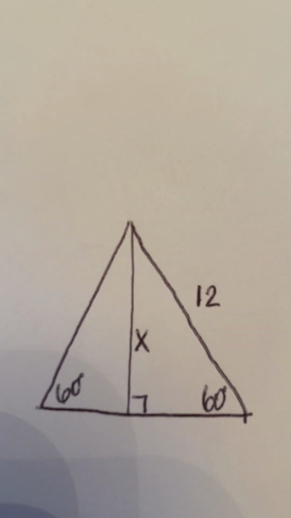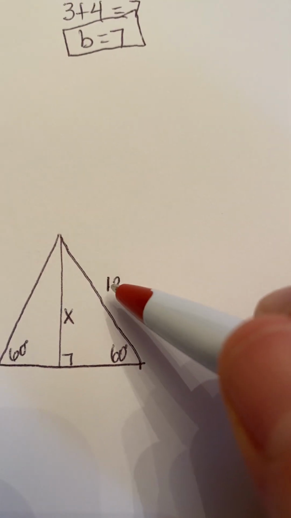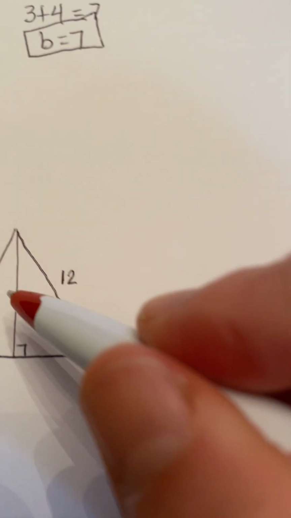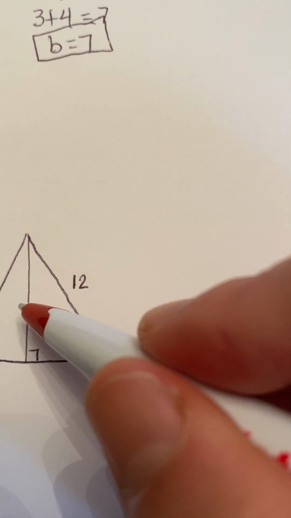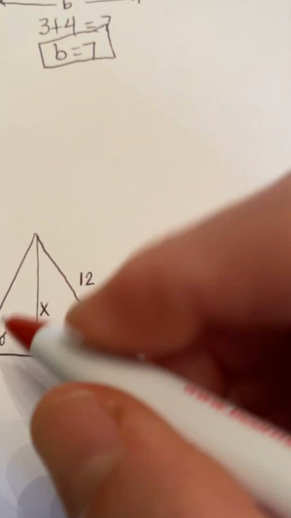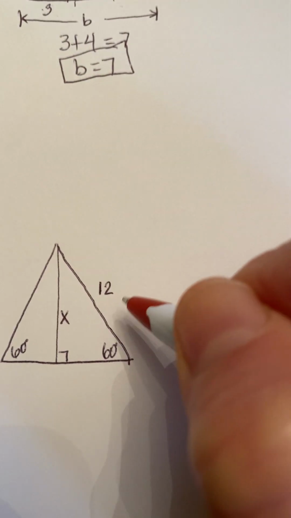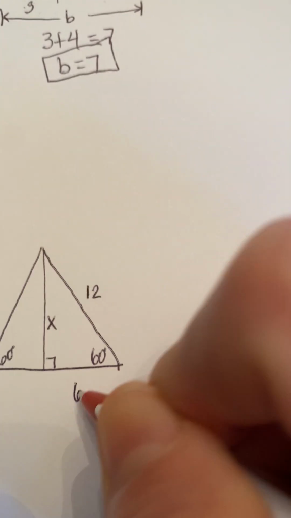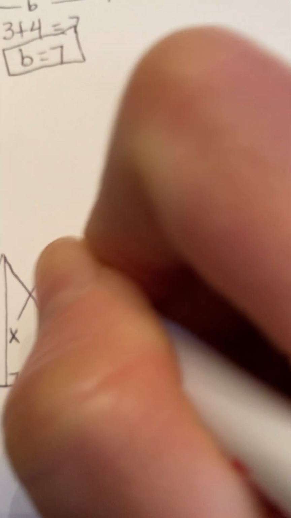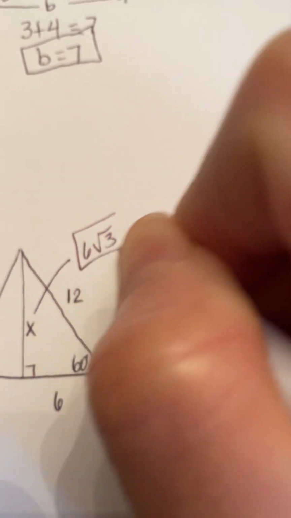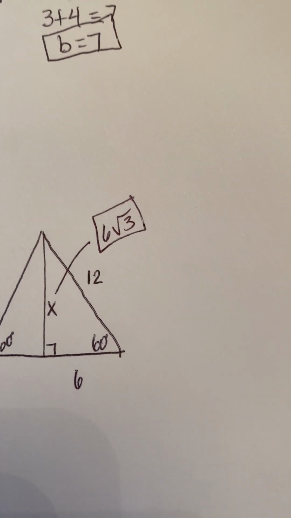All right, here we have a 30, 60, 90 triangle. The hypotenuse is given as 12, and we are looking for the long leg. Remember, it's always easier to go through the short leg because the short leg is half of the hypotenuse for a 30, 60, 90. So we have a 6 here, and then the long leg is always the short leg times the square root of 3, so that is 6 square roots of 3. And that's it for that one.